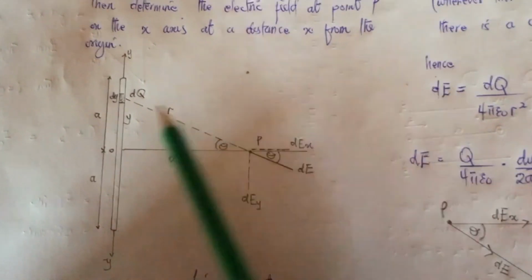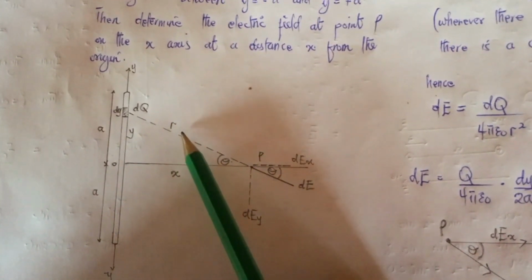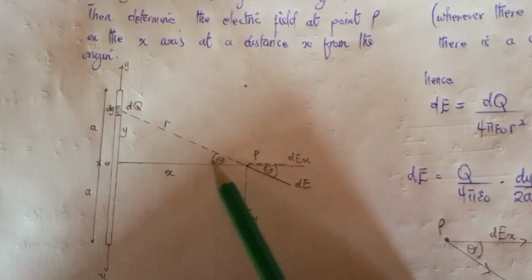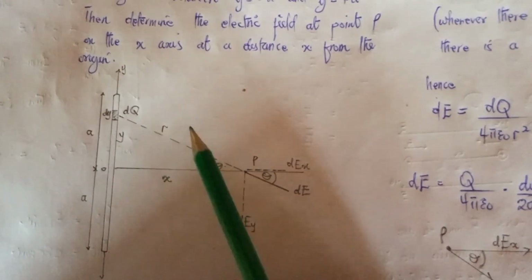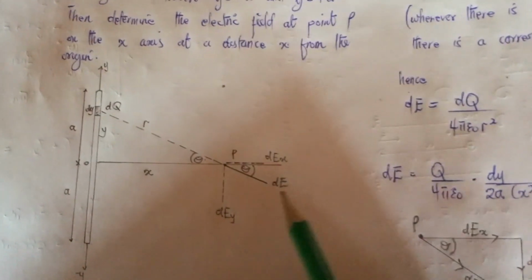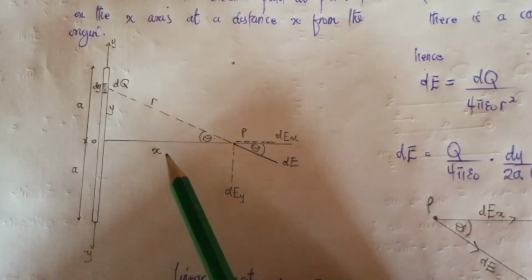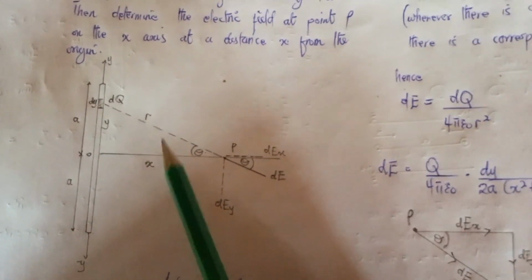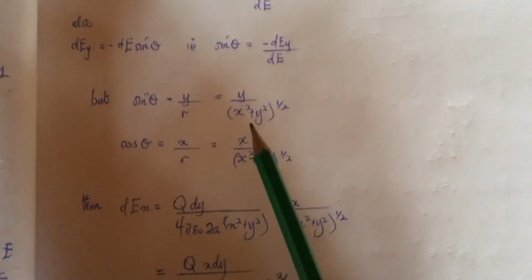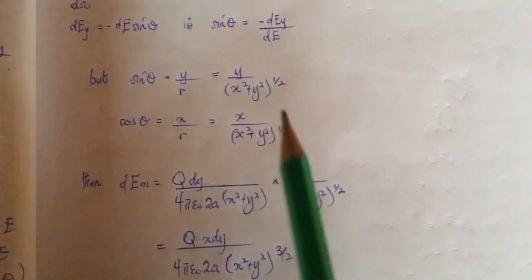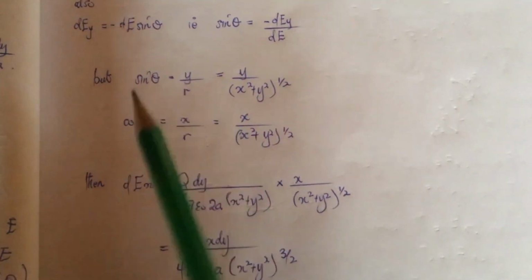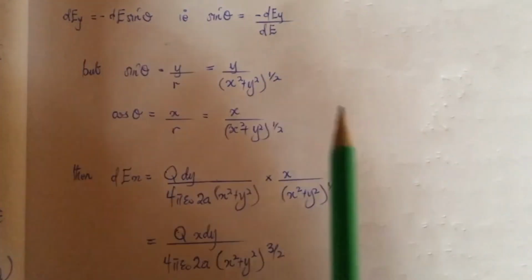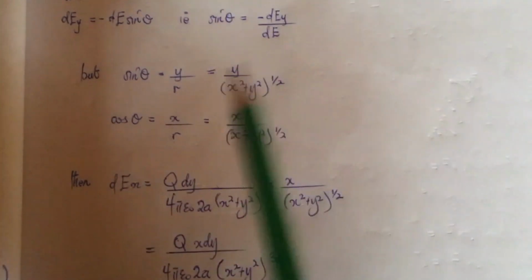So from there, what will be sine theta with respect to this angle? Our sine theta will go to opposite, which is y, over r. Sine theta is equal to opposite over hypotenuse, so y over r. Okay, the same thing applies to our cos theta. Cos theta is equal to x over r, which is the adjacent over the hypotenuse. So now, that's what I've written here. Sine theta is equal to y over r. But what's our r? Our r is equal to x square plus y square, all raised to the power of half. Don't be confused here. The half is actually a square root.